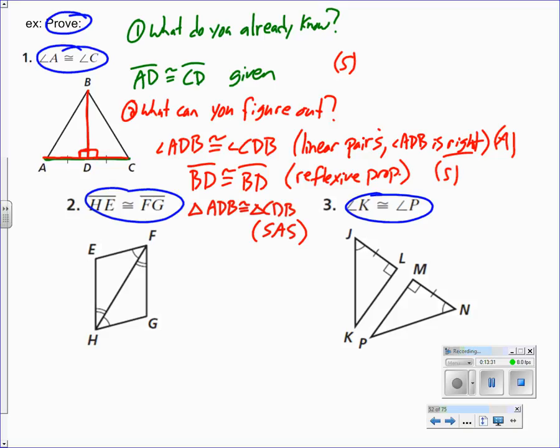Now the last step in the proof is the conclusion. So once I know these two triangles are congruent, I look at A and C. They are corresponding parts. Right, it's the first one right here, it's the first one right here. They're corresponding parts. The triangles are congruent, so these two pieces are congruent. So angle A is congruent to angle C, and the reason we list for that is CPCTC. They're corresponding parts of congruent triangles, so they're congruent.